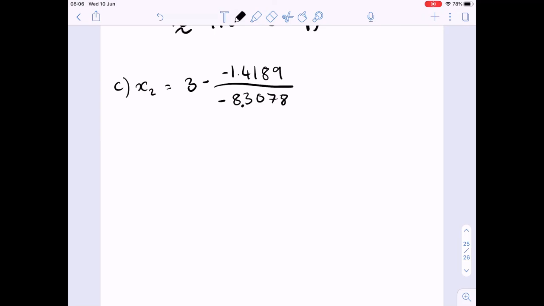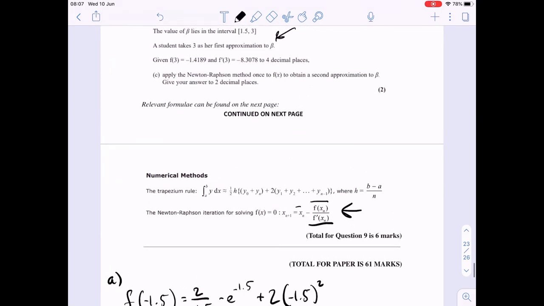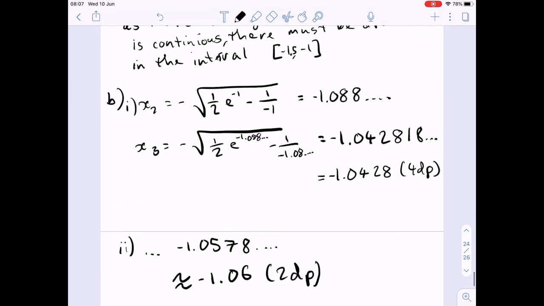Let's just type that in on our calculator. 3 minus minus 1.4189 over minus 8.3078. And that gives me a value of 2.8292. Okay. Which to 2dp is 2.83. I think that's what the question asked for. Yeah, give your answer to 2dp.